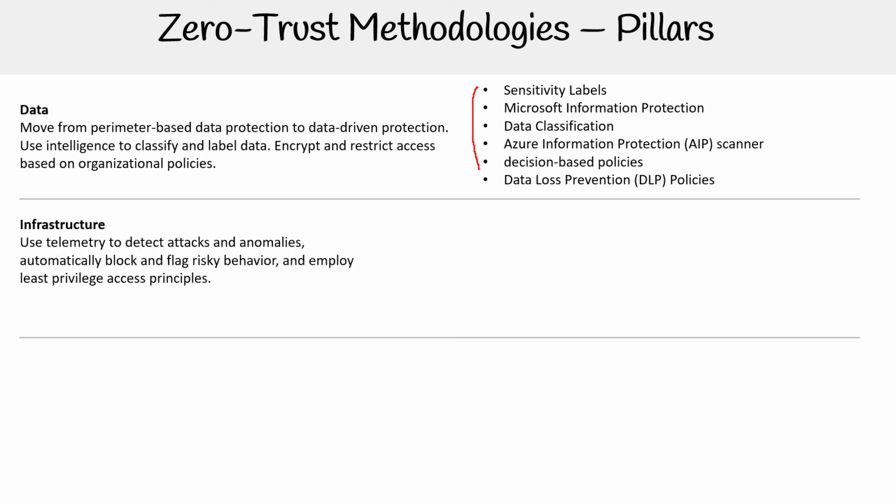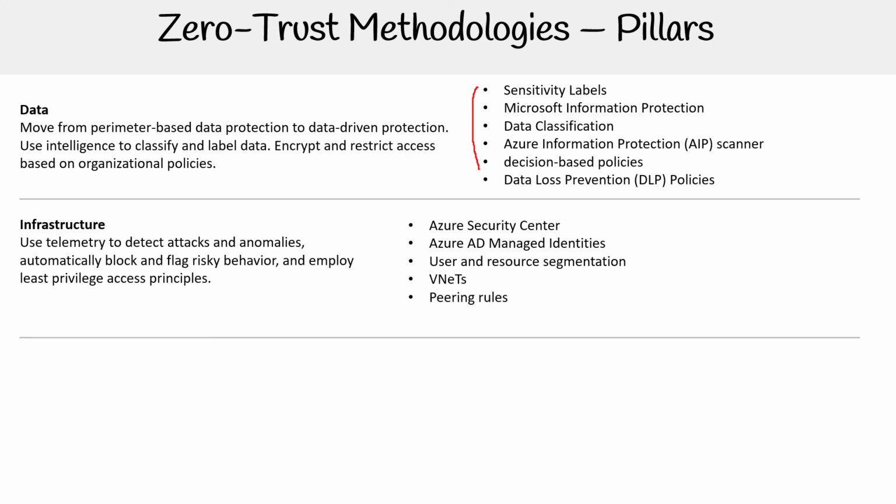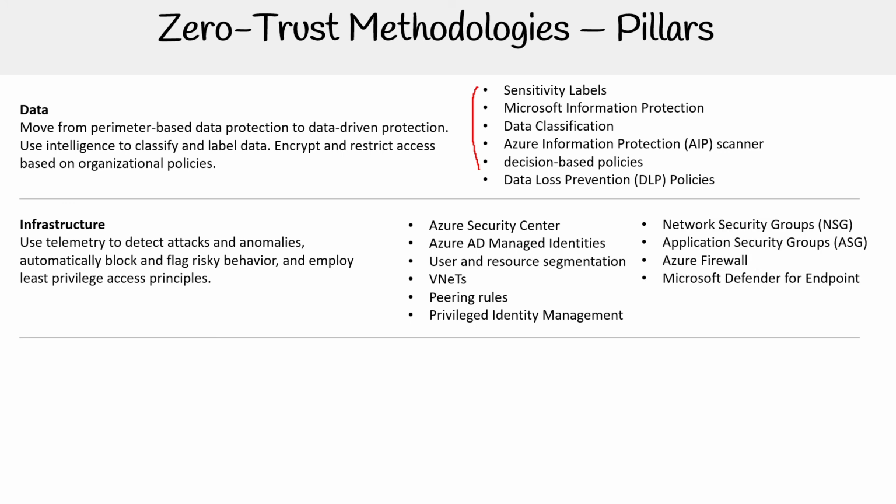We'll see later on. So infrastructure: use telemetry to detect attacks and anomalies, automatically block and flag risky behaviors, and employ least privilege access principles. So here we can use the Azure Security Center, Azure AD Managed Identities, user and resource segmentation, VNets, peering rules, Privileged Identity Management, NSGs, ASGs, Azure Firewall, Microsoft Defender for Endpoint, Microsoft Defender for Identity, Azure Sentinel.